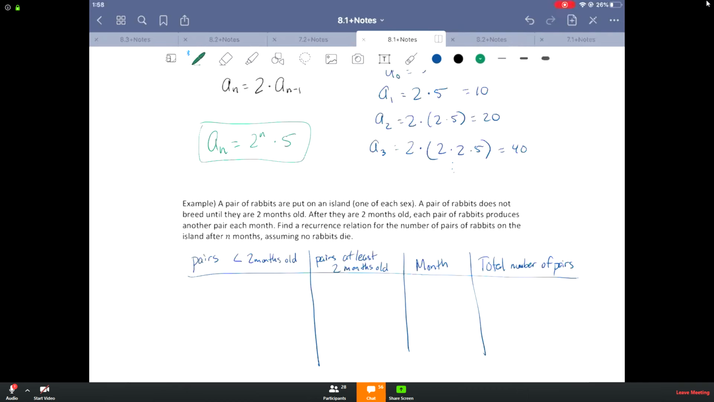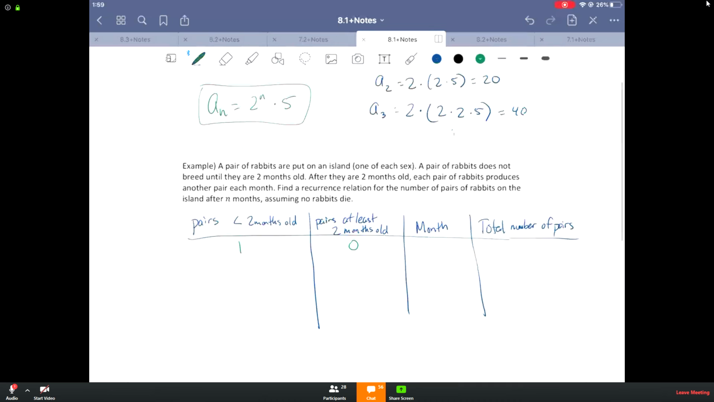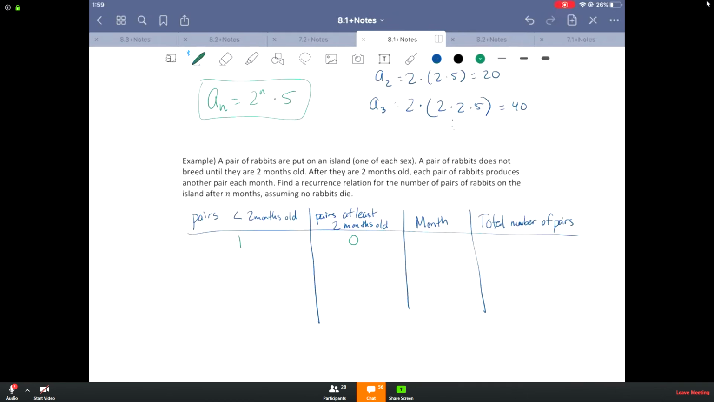Right? So let's just say they throw 2 rabbits on the island, right? Let's just say they're newborn, right? So in this case, you have 1 pair that is less than 2 months. We have 0 pairs that are at least 2 months. This is the first month, so we have 1 pair.